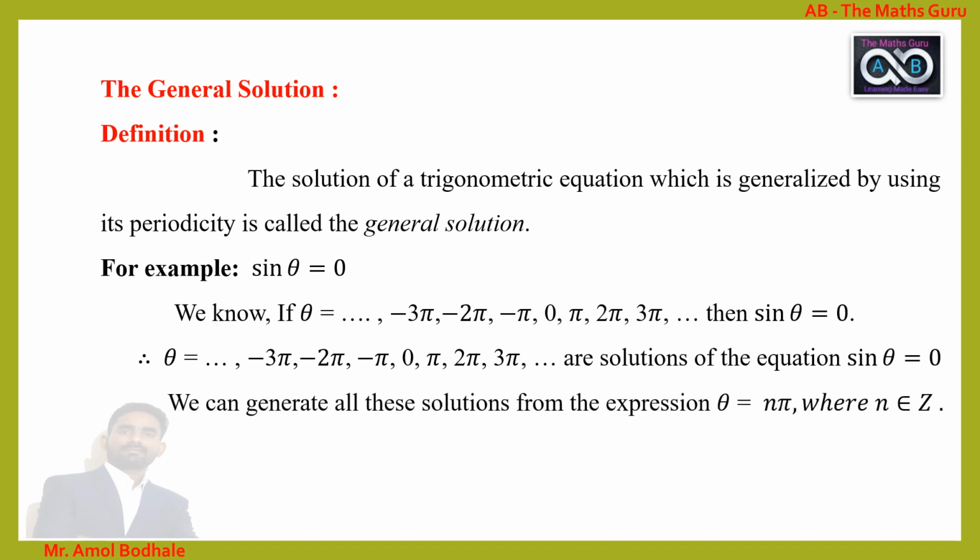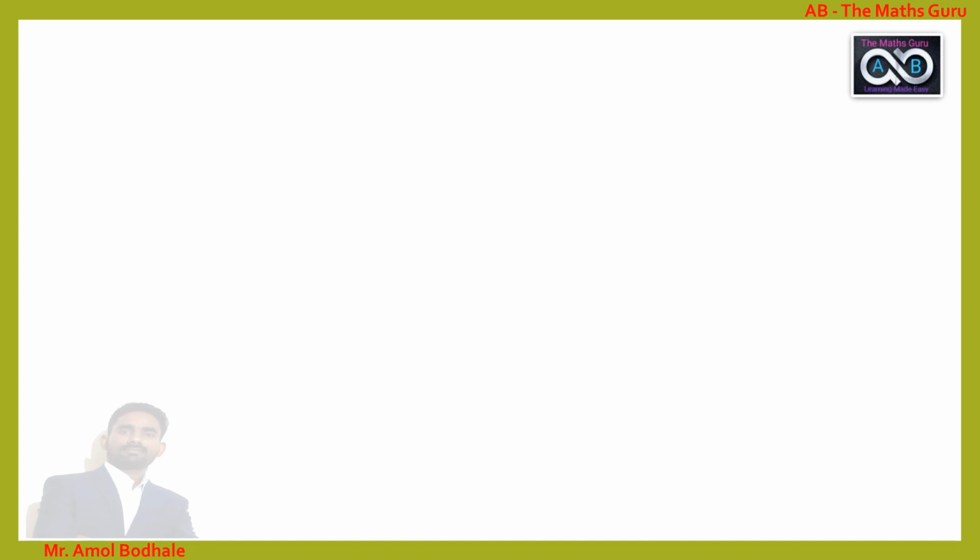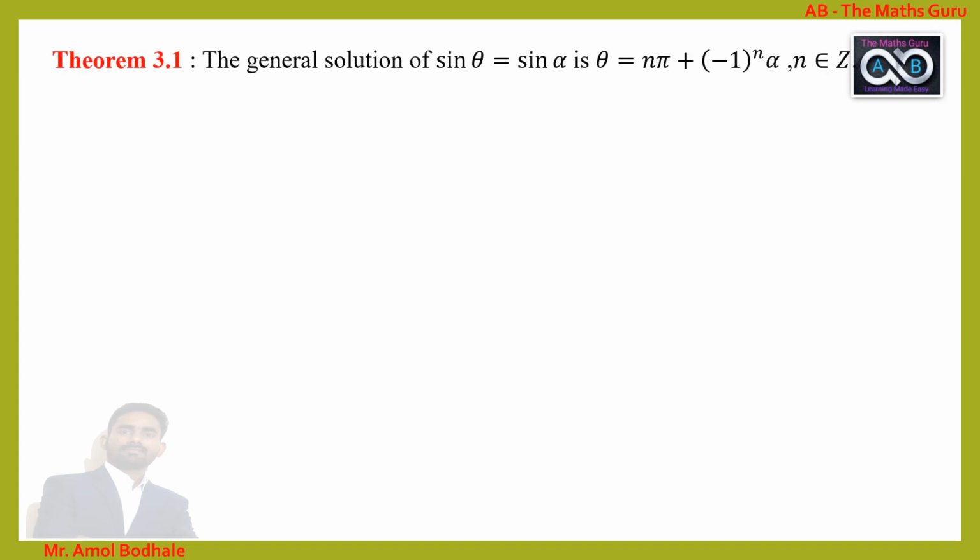So we can generate all these solutions from the expression theta equal to n pi, where n belongs to Z. So therefore the general solution of sin theta equal to 0 is n pi, where n belongs to Z. Let's see the theorem. The general solution of sin theta equal to sin alpha is theta equal to n pi plus minus 1 raised to n alpha, where n belongs to Z.